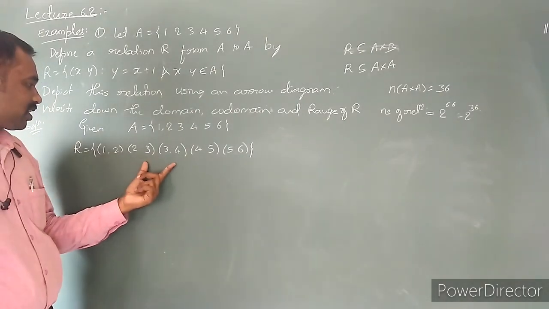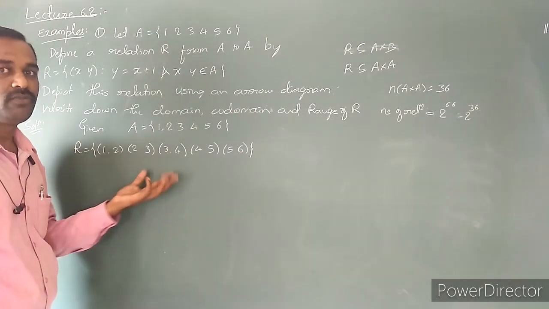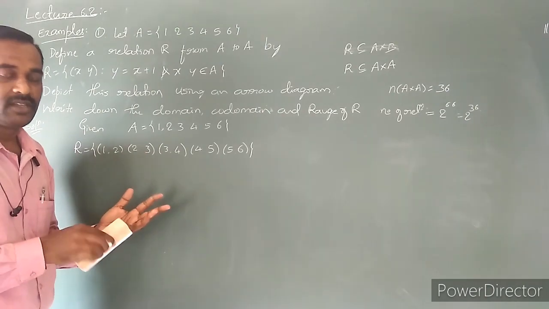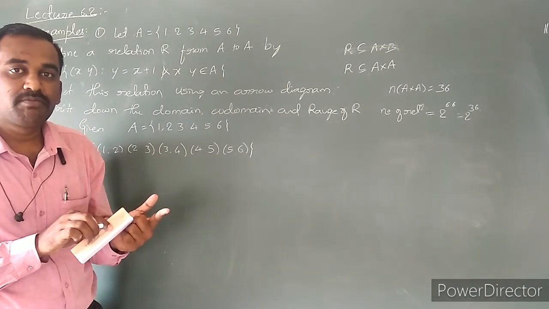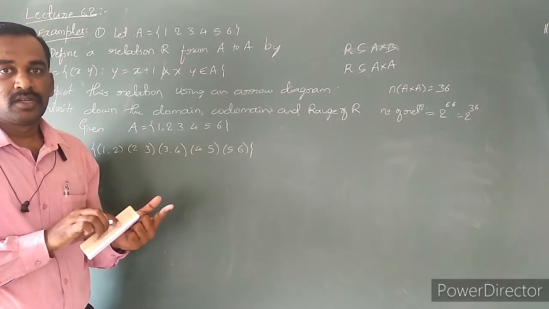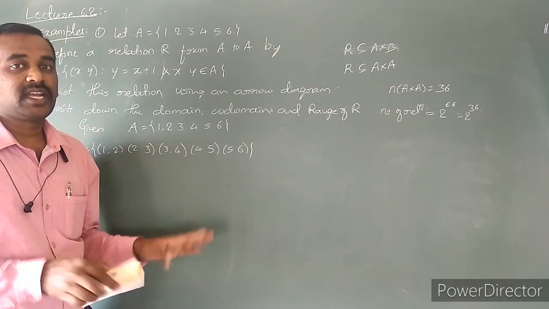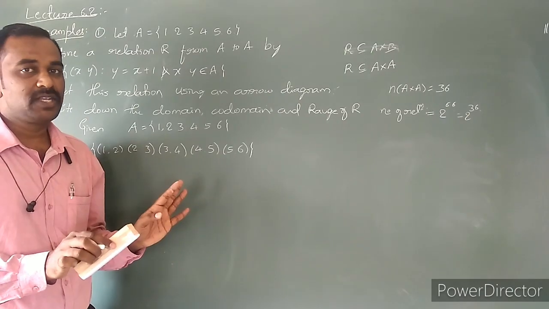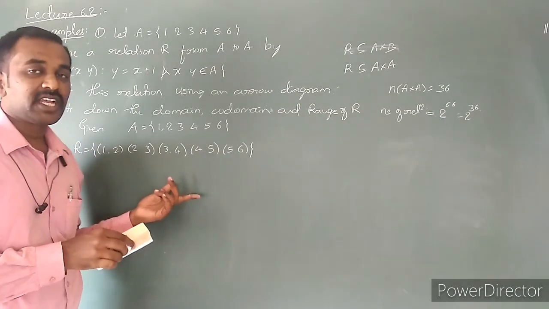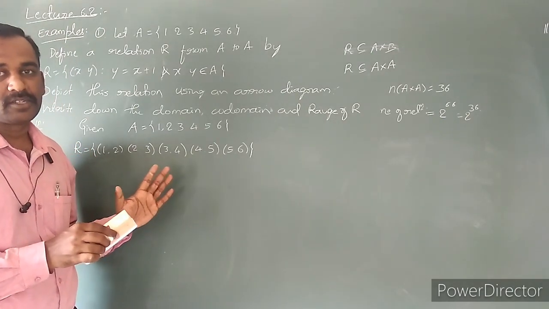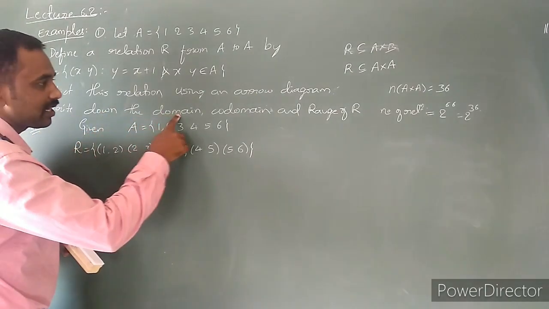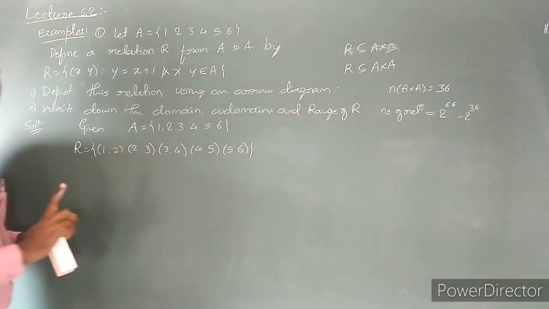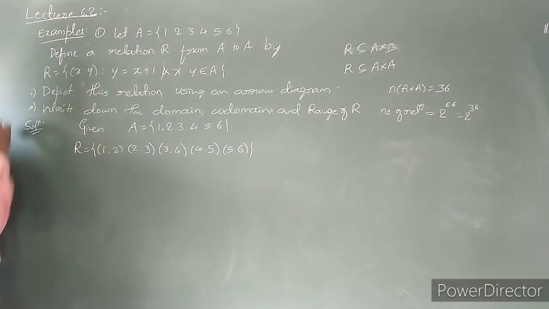Once we have this relation in roster form, we can easily get the domain, codomain, and range. What is the definition of the domain? The first element of the ordered pair. What is the codomain? The second set, the whole set B, is said to be the codomain. What is the range? The second element of the ordered pair. We can easily write it. The second case you can easily write. Domain you can write, codomain you can write, range you can write. Simple. Okay, before that, the first case is done.